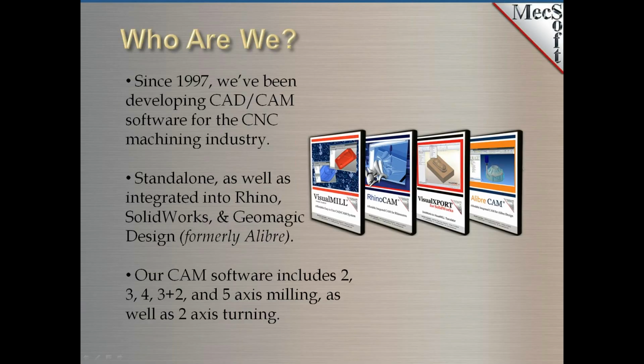And just a little bit about MecSoft. If you've never heard of us, we've been in business since 1997, and since then we've been developing CAD/CAM software for the CNC machining industry. Our software comes in several configurations, anywhere from 2, 3, 4, 3+2, and 5-axis milling, as well as 2-axis turning. You can find our software as standalone, where you don't need any other third-party software to run it. You can also buy it as integrated plugins, integrated into Rhino, of course, SolidWorks, and Geomagic Design, which is formerly Alibre.